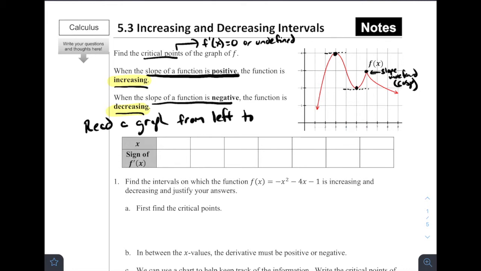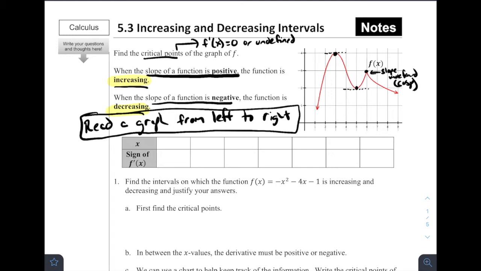From left to right. When you are looking at a graph and you're reading a graph, you look at the left side first, then you look at the right side. We notice that on this part from here to here, that function has a positive slope, that if I draw any little tangent lines on this, they have positive slopes.